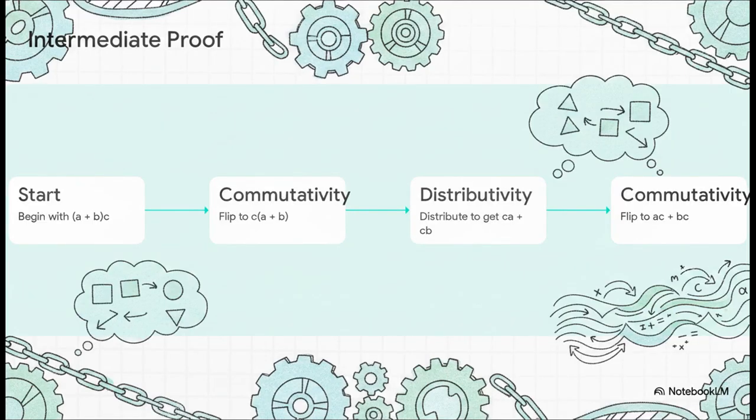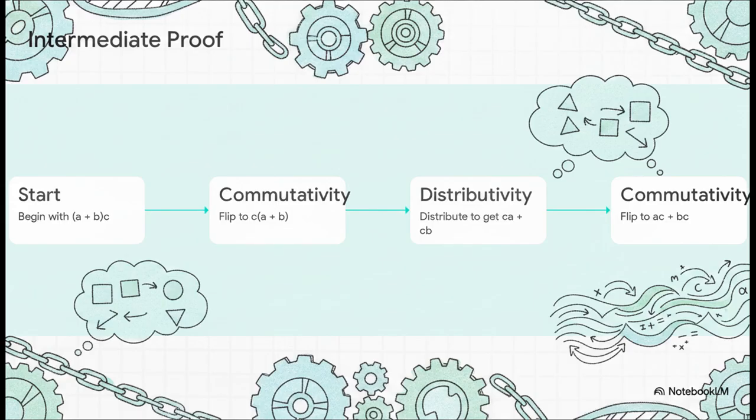The source material breaks this down beautifully, showing the intermediate logical steps that prove exactly how these expansions work. It's a lot like peeling back the layers of an onion. First, you start with an expression like A plus B, all multiplied by C. Next, you apply the commutativity of multiplication.